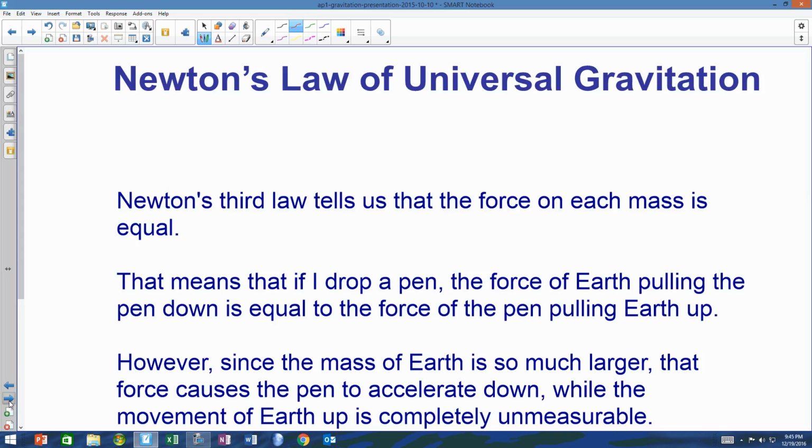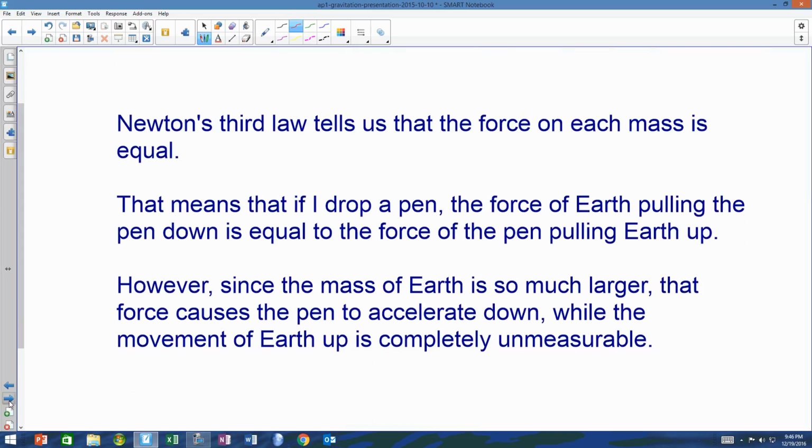Newton's third law tells us that the force on each mass is equal. That means if I drop a pen, the force of the earth pulling on the pen down has to be equal to the force of the pen pulling the earth up. Since the mass of the earth is so much larger, that force causes the pen to accelerate a lot more, while the movement of the earth up is completely unmeasurable because the acceleration is so small.